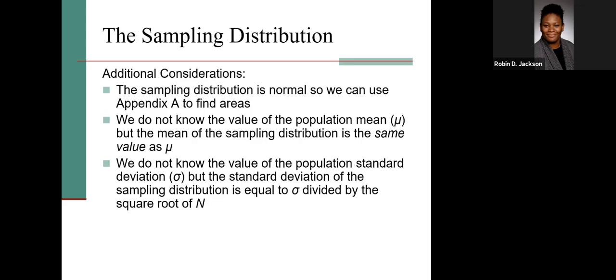And remember, it's not sample distribution, it's sampling distribution. And that's because you're taking multiple samples, all right? A sample distribution is just that sample. Now, the next thing, we do not know the value of the population standard deviation, but the standard deviation of the sampling distribution is equal to the population standard deviation divided by the square root of n, okay?